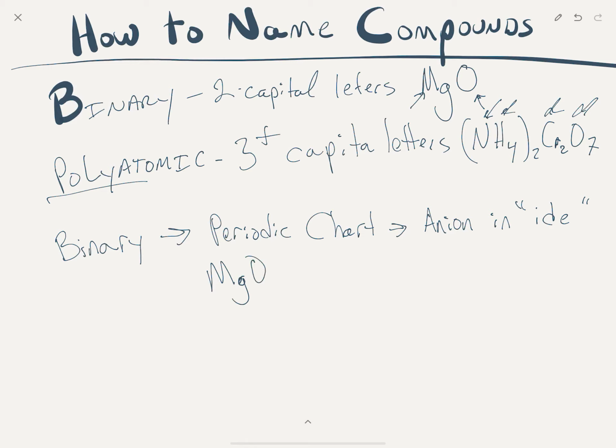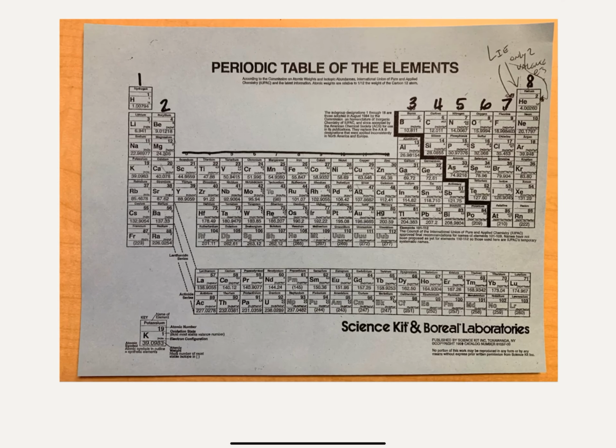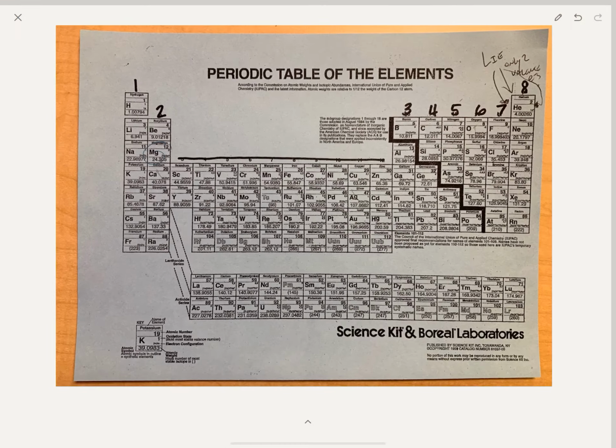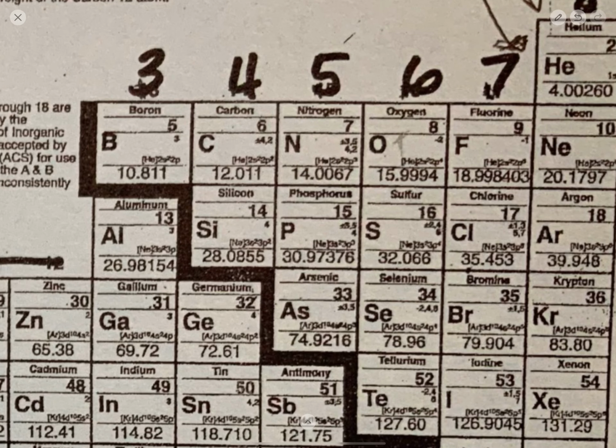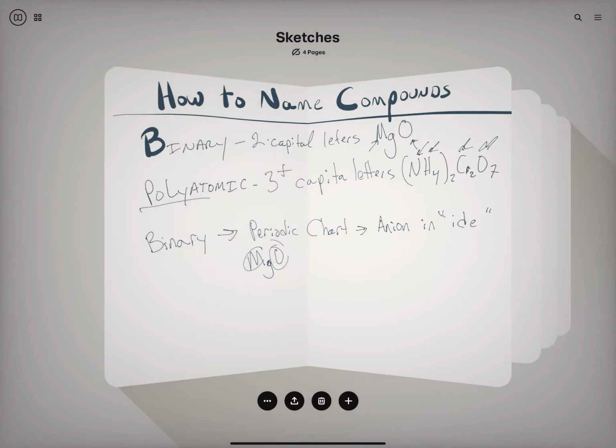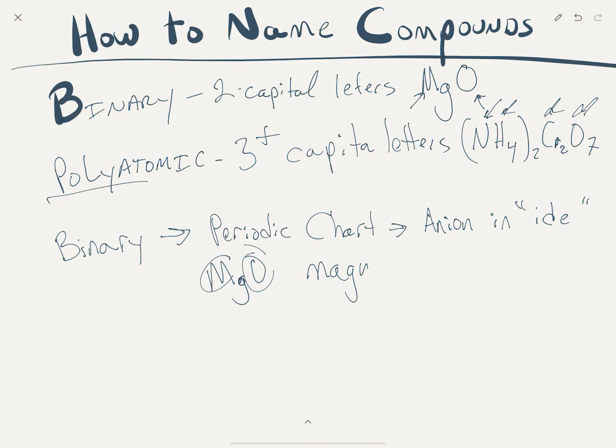MgO. We wouldn't call this magnesium oxygen because it's a compound. We know it's binary because there's 2 capital letters. So then we go to the periodic chart, which is right here, and we find out that Mg is magnesium. So we write the word magnesium, but we're not going to call it magnesium oxygen. We're going to end this in IDE. So this whole thing right here would be called magnesium oxide. And that's a little bit of a tricky one because some people like to say oxygenide, but it's not magnesium oxygenide. It's magnesium oxide.